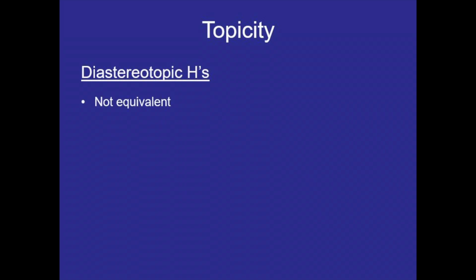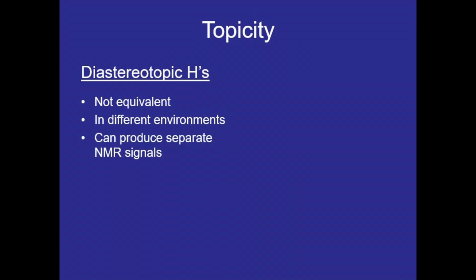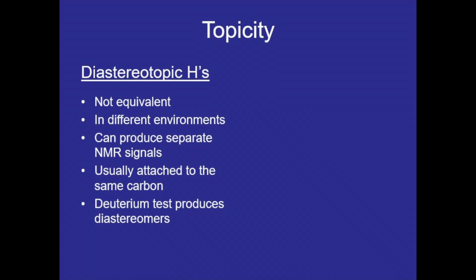These are hydrogens that are not equivalent even though they might be attached to the same carbon because they will be in different chemical environments and therefore can produce separate NMR signals if they're unique enough. Sometimes they're still similar enough where we don't see a distinction between their peaks, but we'll still label them differently and we might see two separate signals for them. Usually these hydrogens are attached to the same carbon, although that's not always the case. They could be attached to separate carbons if the carbons are diastereotopic. And when performing the deuterium test, two structures will be produced that are diastereomers of each other. I'll be showing an example of this in just a second, but let's go over enantiotopic hydrogens first.